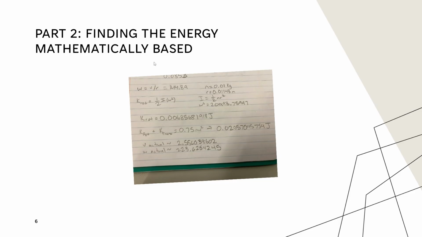And then finding the energy mathematically to compare to our answer in part 1, we found that the velocity is actually different, and it is approximately 2.55 meters per second, which is different from what we had in our original for the velocity. And then our K total is 0.02 joules, which again is different from what we had originally calculated.